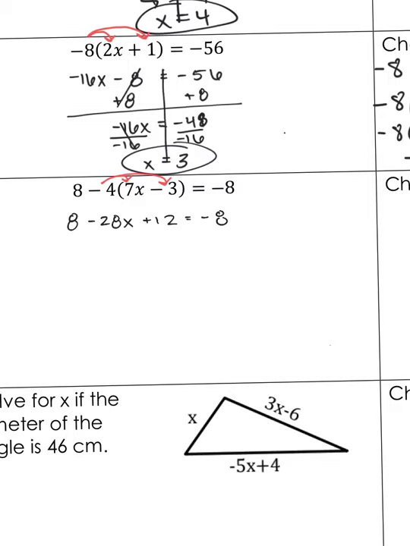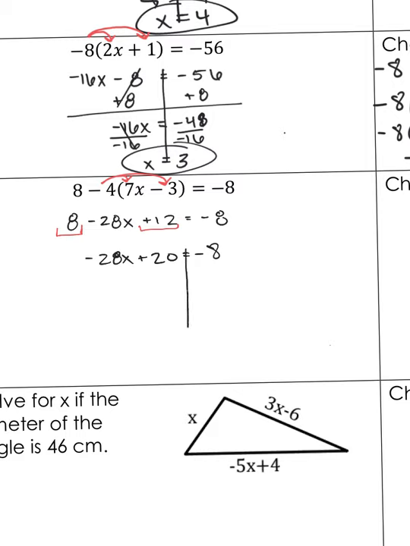There are some like terms in here. We have a positive 8 and a positive 12 as constants. So we can combine those. I'm going to bring my negative 28x down first because I like having my variable term in front. 8 plus 12, combining my like terms, is 20, and I'll bring down my negative 8 on the other side. Now I'm down to my two-step equation.